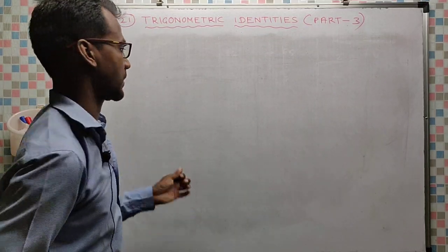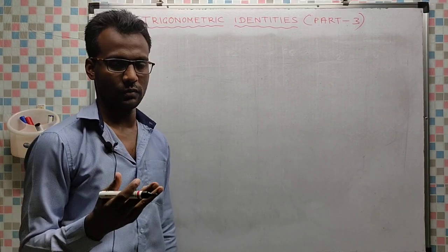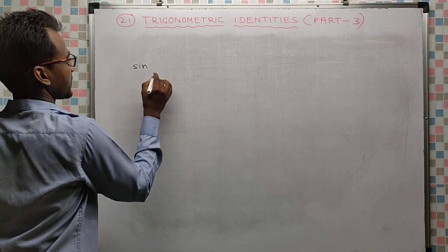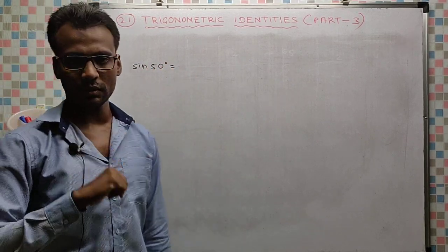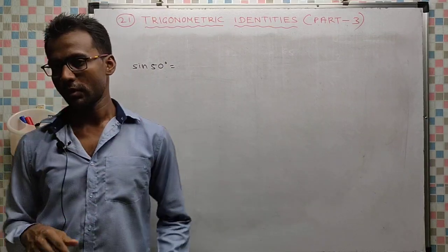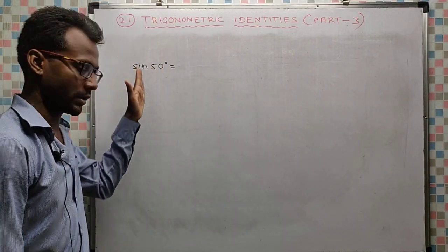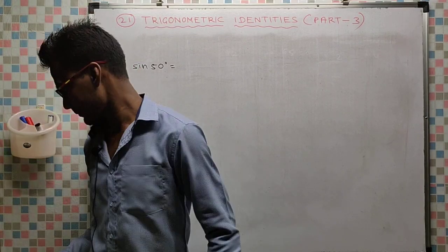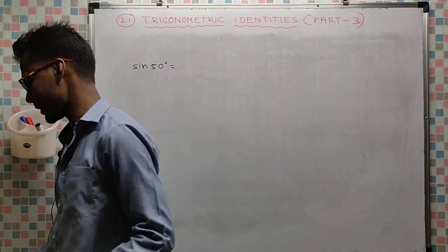Let us go for sine first. I will not take any standard angle because standard angle values we know. Suppose I want to find sine 50 degree. 50 degree is not a standard angle. Look at the table. In the first column, look at 50 degree. Sine 50 degree is in the second page.